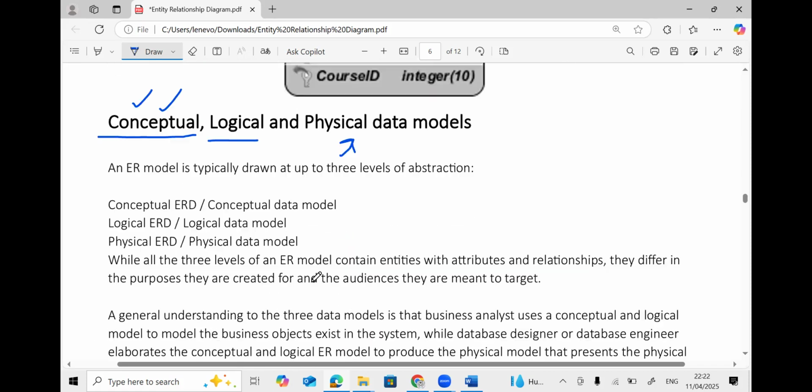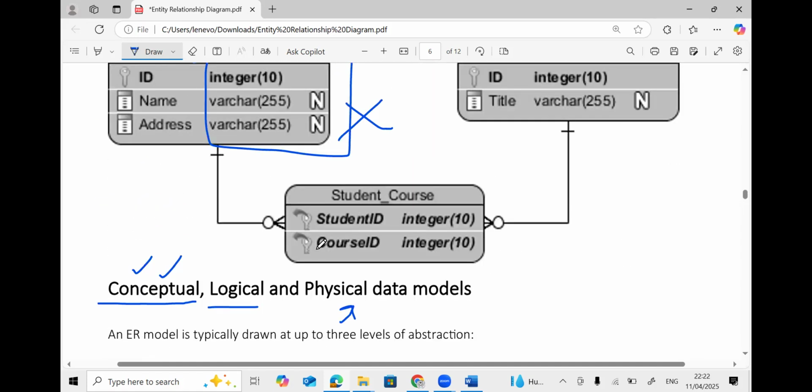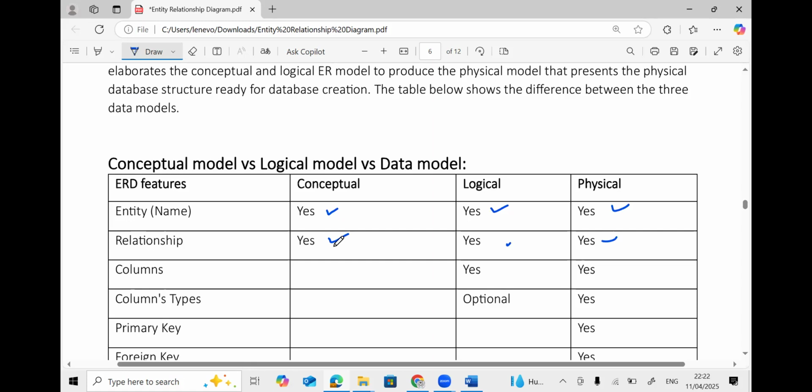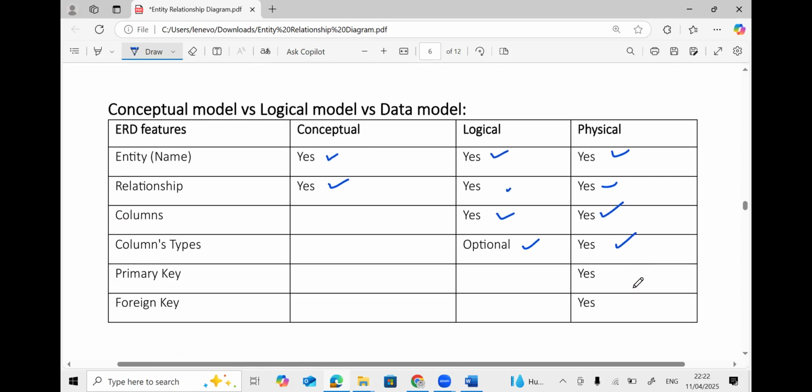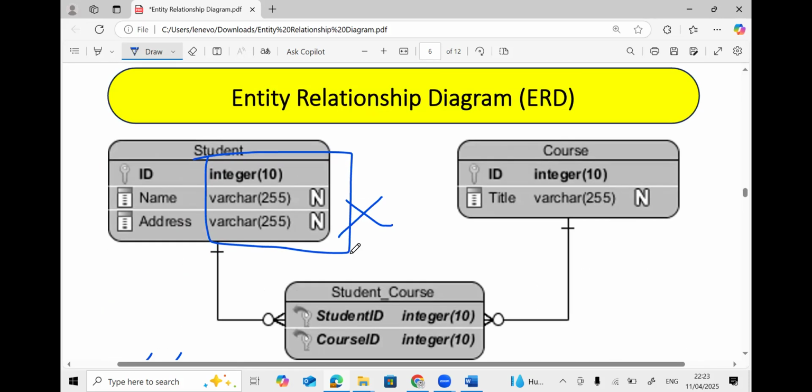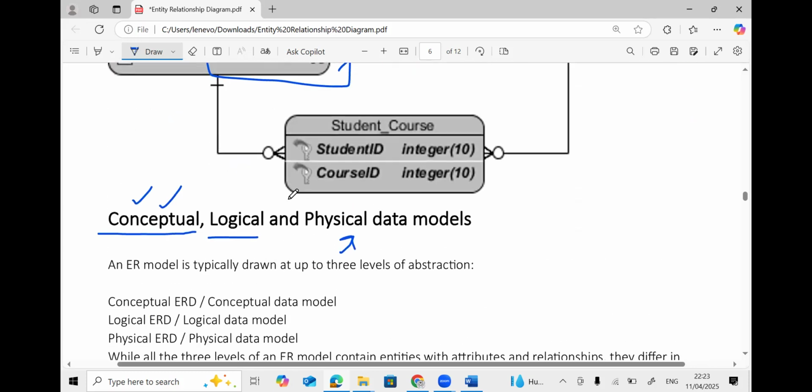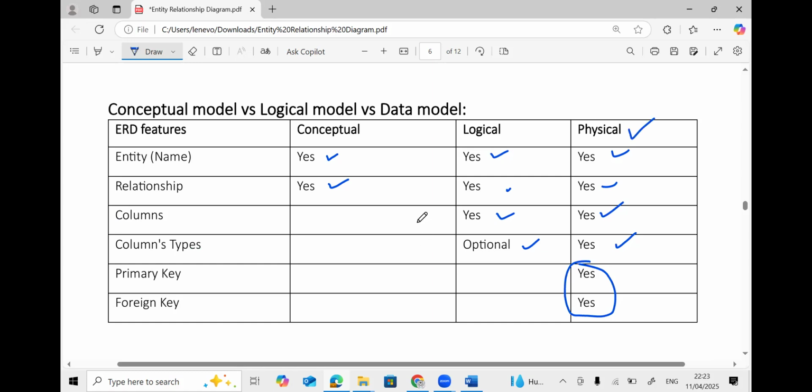This does not exist in your conceptual. Please keep in mind, okay? It does not. It does exist in logical and physical. Column types are optional, and in physical they definitely exist. Primary key and foreign key are only in physical. Remember that. What I mean to say is that over here, if I define a PK, this is defining that it's a primary key. So this definition of primary key is actually something that should exist in a physical entity relationship diagram. So please remember this table.